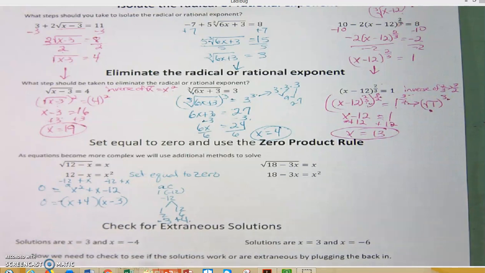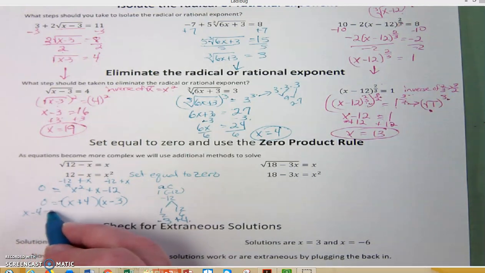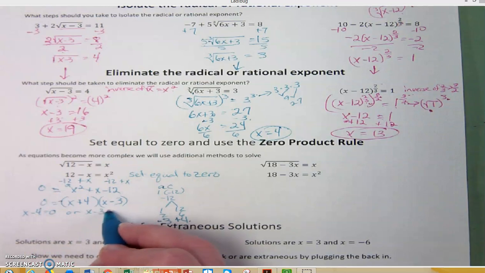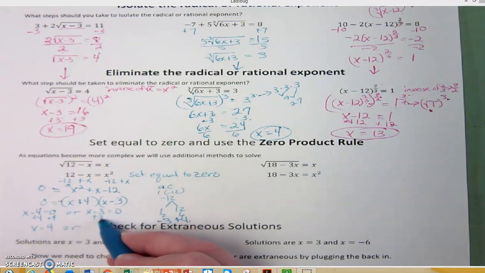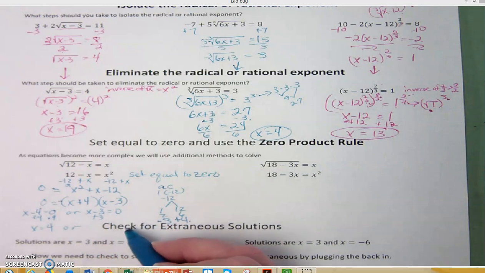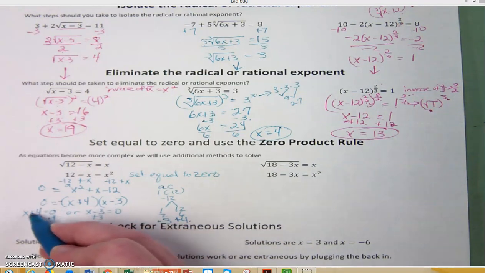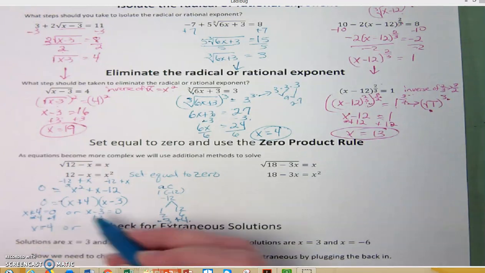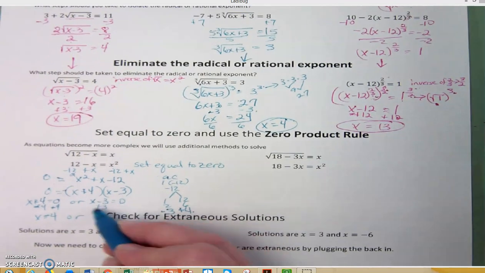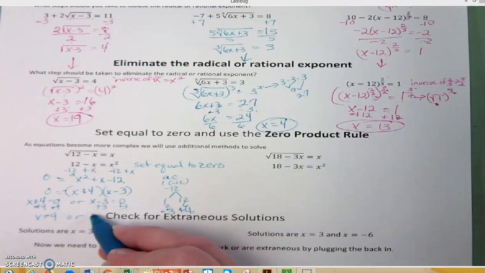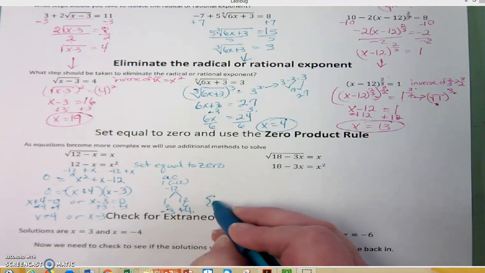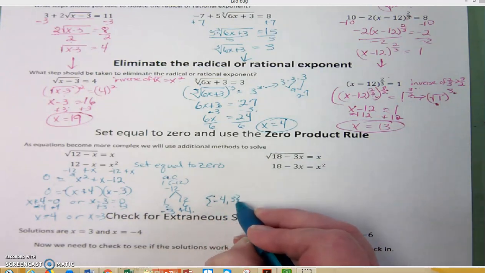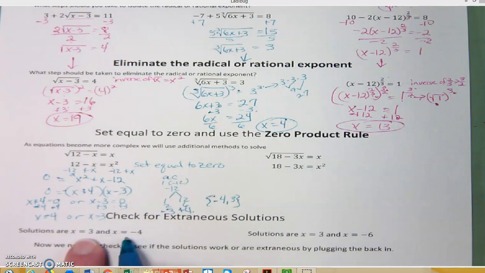Once I do that, I know that I can say x plus 4 equals 0, or x minus 3 equals 0. Subtract 4, and I get x equals negative 4, sorry, I knew something was wrong there. When I add 3 to both sides, I get x equals a positive 3. So my solution set for this problem would be a negative 4 and a positive 3, which we'll see right here are our solutions.